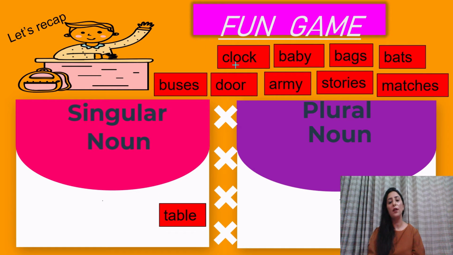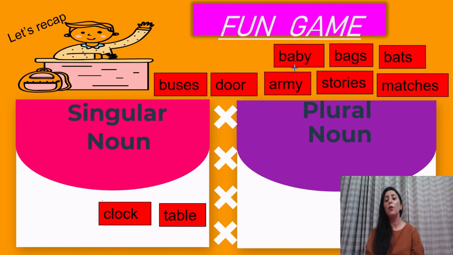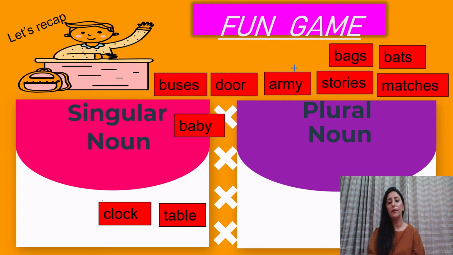Now the next word is clock. As we can see in the word clock, there is no s or es or ies. So we can identify it is a singular noun. So we'll place it under the category of singular noun. Now the next word is baby. So we are talking about one baby. So it will again come in the category of singular noun. Coming to the next word, bags. As we can see towards the end, there's an s which is added to the word bag. So we know it's a plural noun. So we'll place it in the category of plural noun.